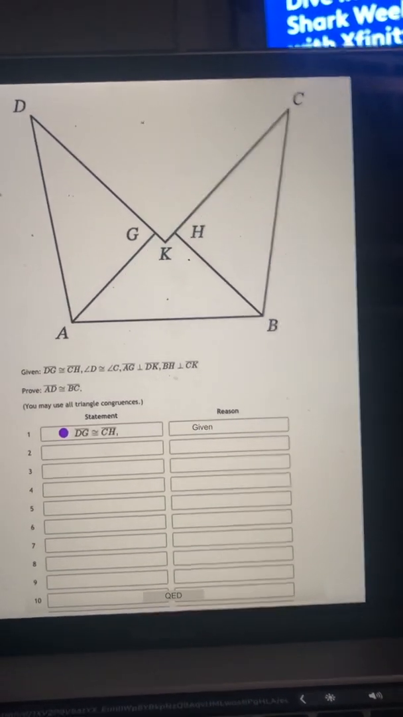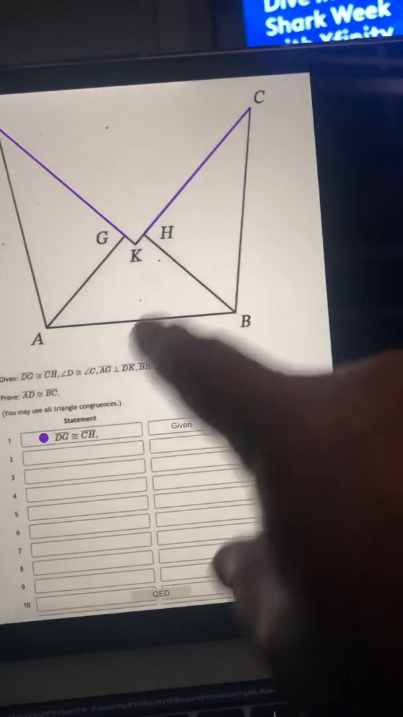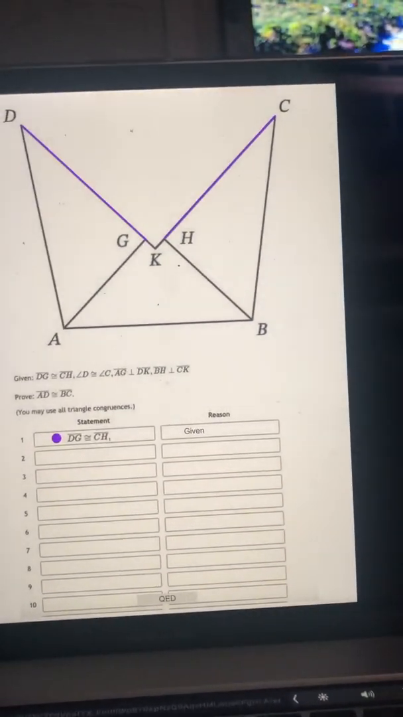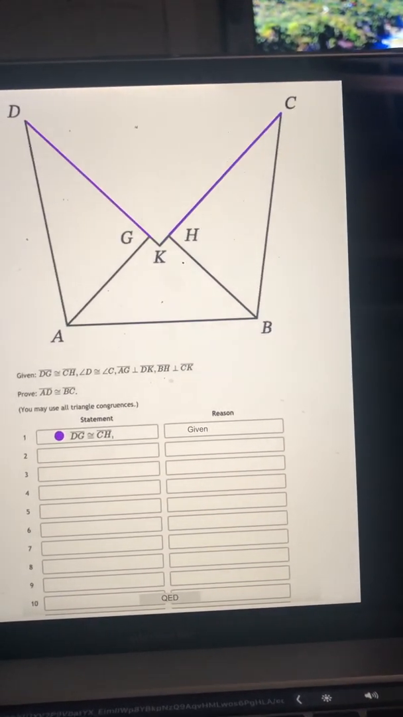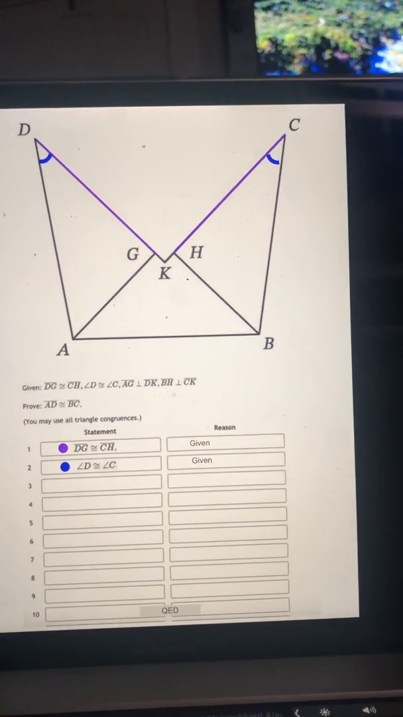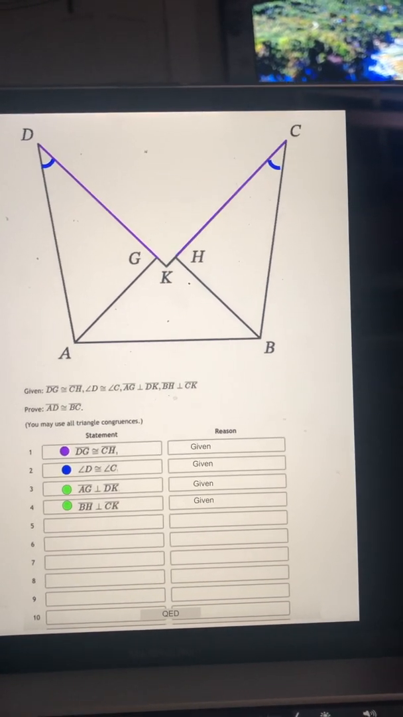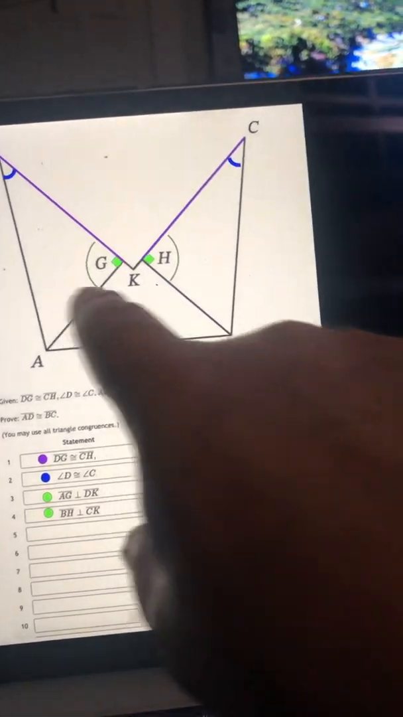So I'm going to put in that given. I put a little purple dot next to it to show that when I put in these lines, you can see that the purple lines are what we've claimed are congruent based on the given information. Then we'll put in those angles that are congruent, and I mark those with blue. And now the third piece of information suggests that these two angles are in some way related.